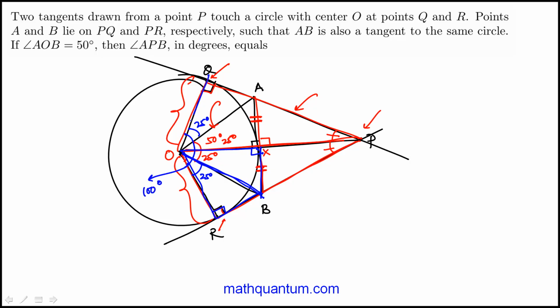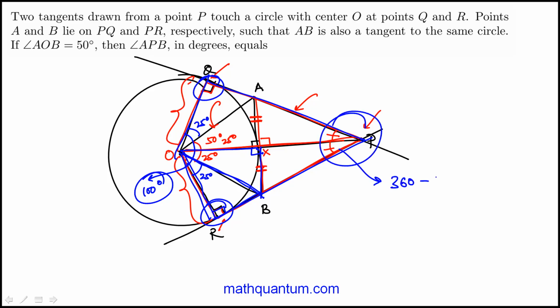And if you're looking at this larger quadrilateral, that angle is 90, 90. Those add up to 180, 280. That means this angle would be 360 minus 280, which is 80.